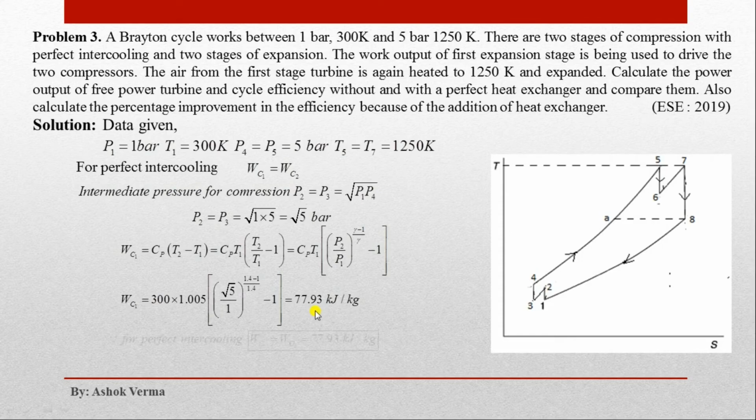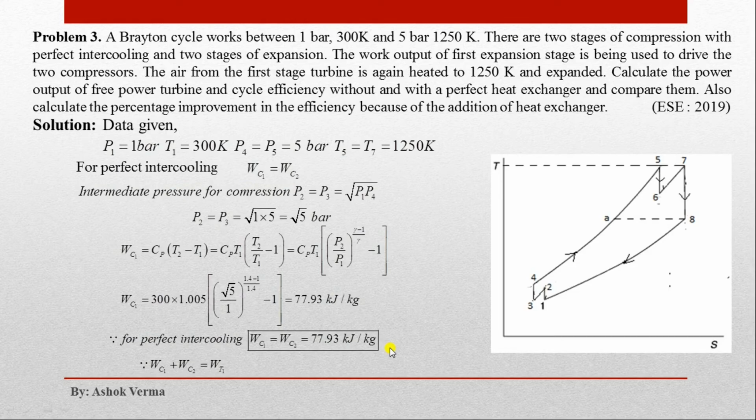So for perfect intercooling, WC1 will be equal to WC2, equal to 77.97. So the total work input to the compression will be equal to WC1 plus WC2. So this will be 2 times this one.